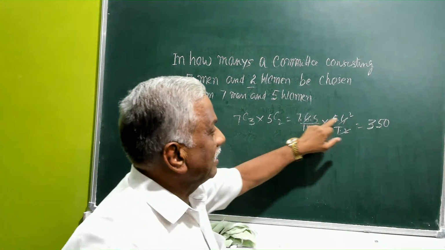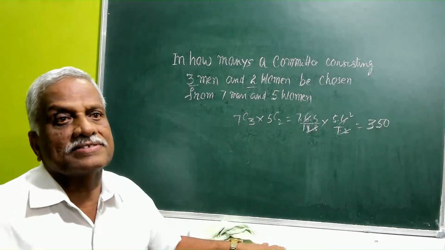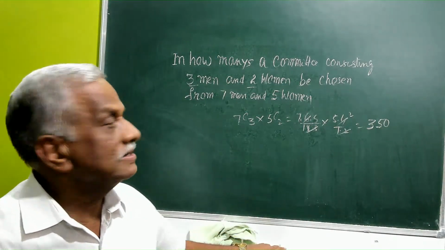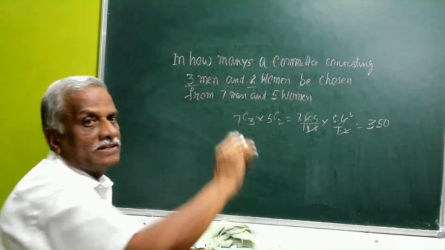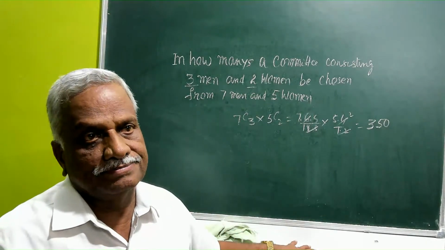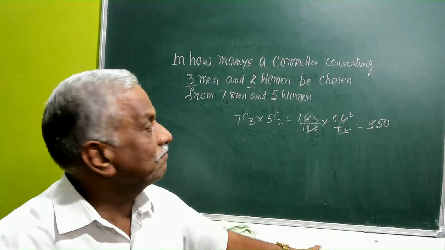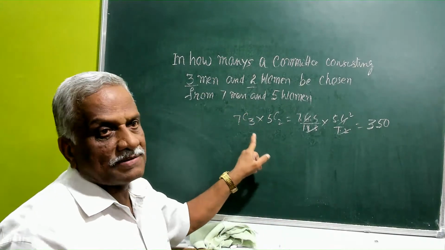Here 7 into 5 is 35, 5 into 10, 350. So you must understand the difference. Here there are no cases because it is very specific. They want 3 men and 2 women. So you have to select 3 men from 7 men in 7C3 ways.